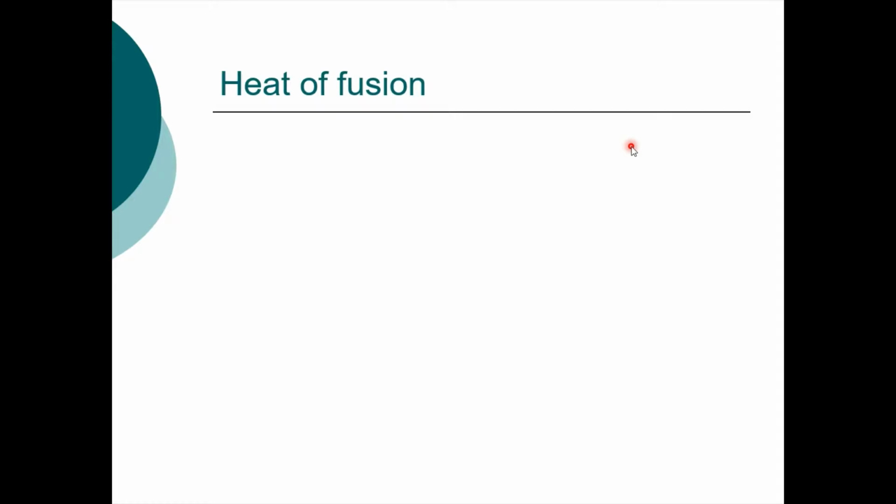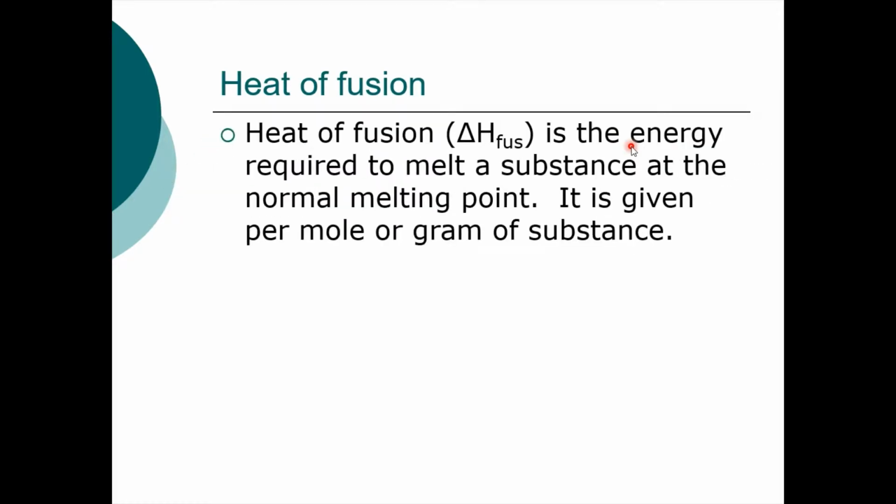What is the heat of fusion? Well, the heat of fusion, which can be represented by a delta H with a fus subscript, fusion, is the energy required to melt a substance at the normal melting point. It is given per mole or per gram of substance. So how many joules or how many kilojoules does it take to melt 1 mole or 1 gram of a substance? You have to look at your units and see, are you talking about moles or grams?